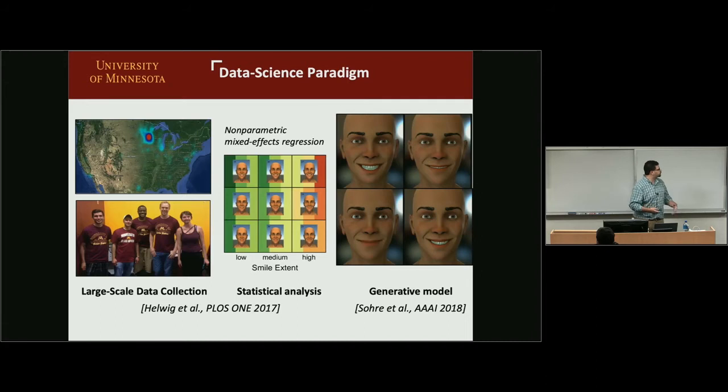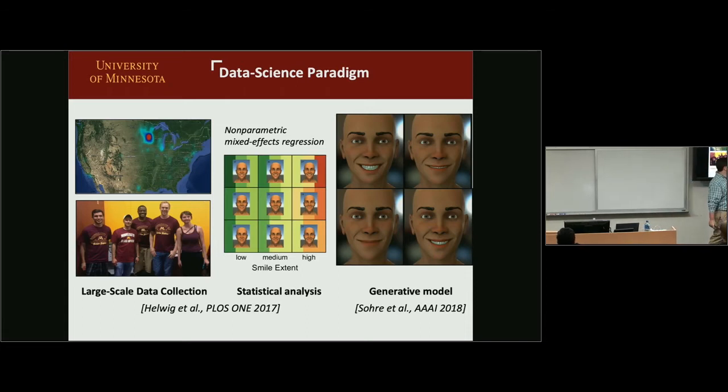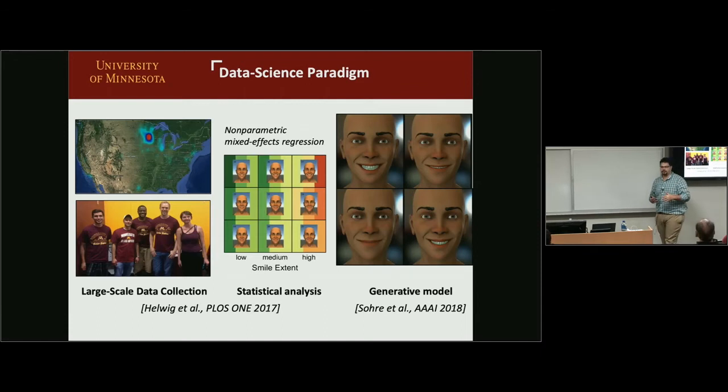And then we did some statistical analysis. In this case, we were working with a statistician who suggested a non-parametric mixed effects regression. And what we found from this technique is that there wasn't just one particular smile; there's a whole diversity of smiles. As long as you had some sort of balance of how many teeth were shown and how your lips were angled, you had an effective response.